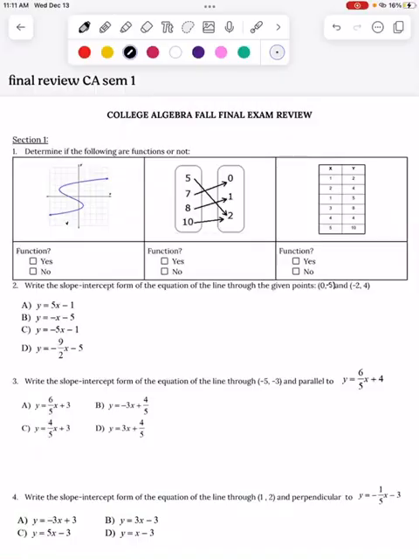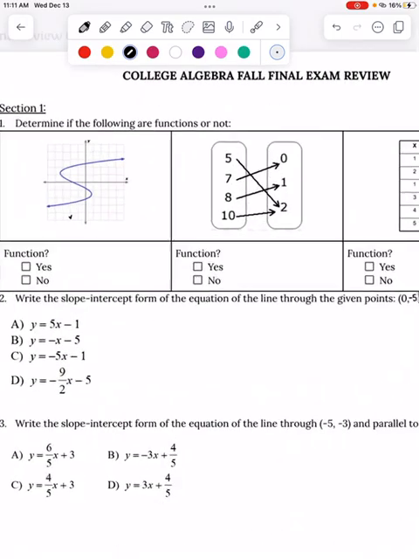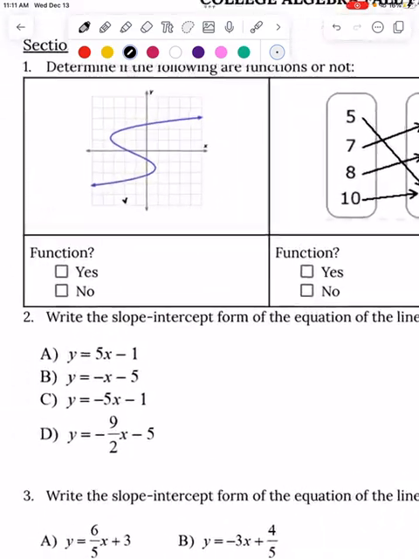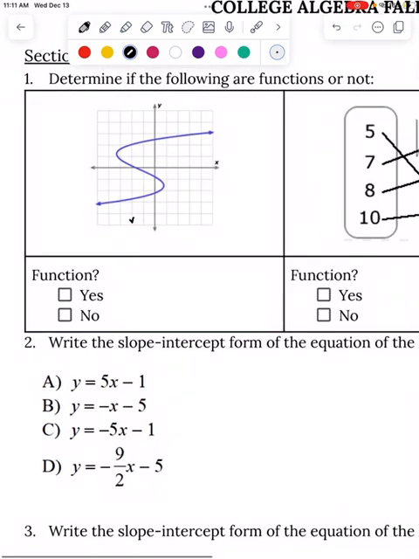Is me teaching you how to do the final. So first question we have is functions or not, and we have 3 different representations: a graph, a diagram, and a table. So first one with graphs, you want to check to see if there's a test.